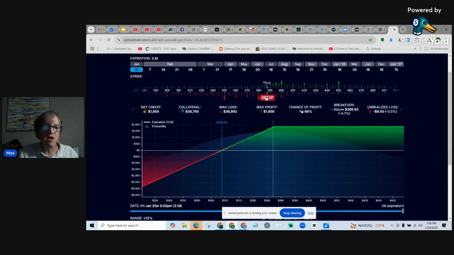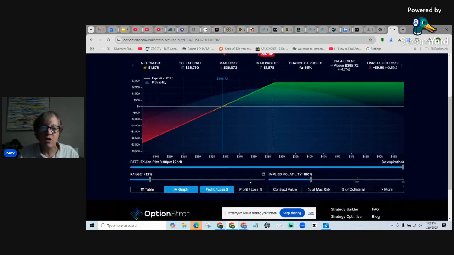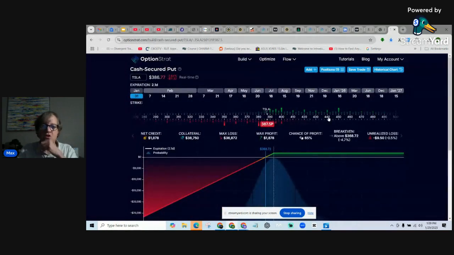So here's this one right here. You'd love to just sell this one. You know, this one gives you a 4.7% buffer. That's great. You can make $1,800 per contract. That's awesome. Only problem is this max loss and this collateral. It doesn't work for a $5,000 or $10,000 account.